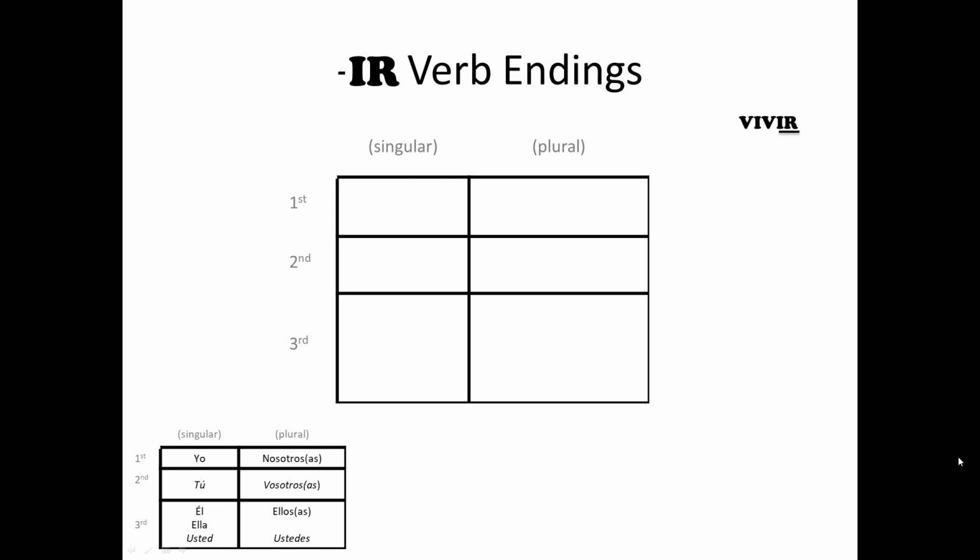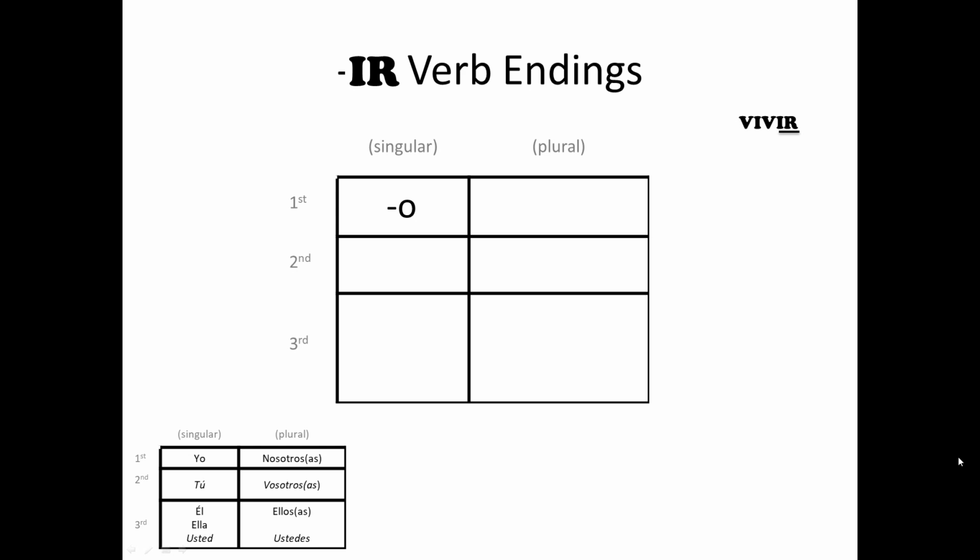Let's take a look at the first person singular. In the AR verbs, it was an O. In the ER verbs, it was an O. And if you guessed it, in IR verbs, it's also an O. That's beautiful. It never changes. So if you want to say I anything, you know it's going to always end in an O. Yo vivo. Yo hablo. Yo como. It doesn't matter, right? Always. Yo trabajo. Yo nado. That's too easy.